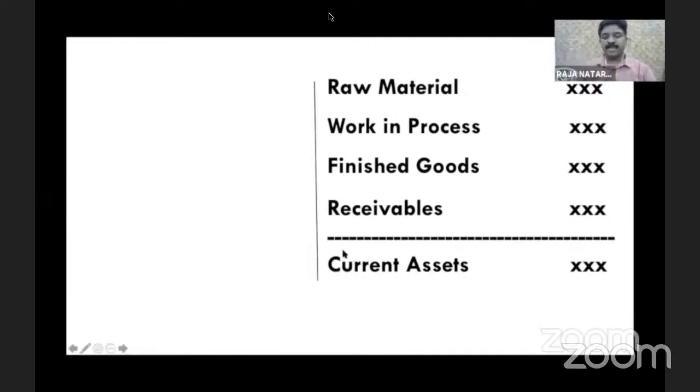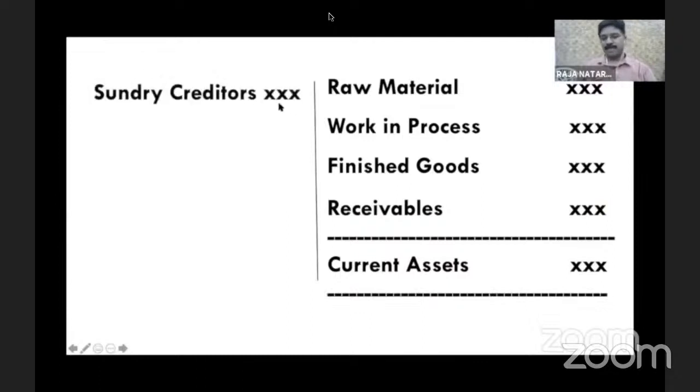But for creating these current assets, I need sources. I need money. From where can I get funds for creating these assets? Maybe for raw material, I can go and ask my supplier, please give me raw material today, I will pay you on the 30th day, like you giving credit to your customer. So the raw material can possibly be funded by suppliers. I've just classified it as sundry creditors. Similarly, work in progress, finished goods, receivables, where my money is getting locked, right?